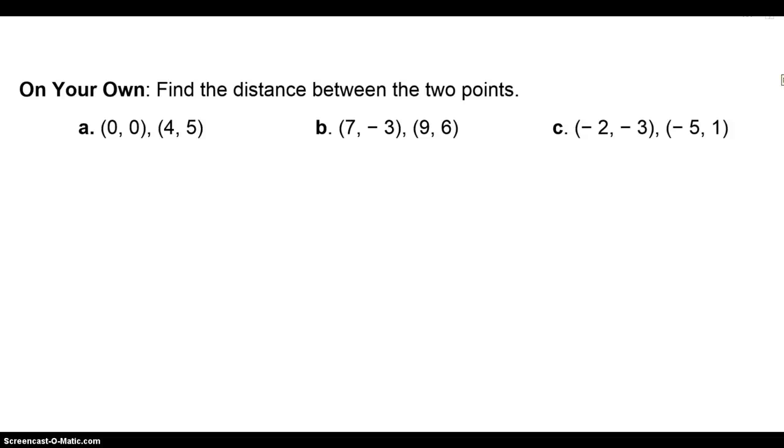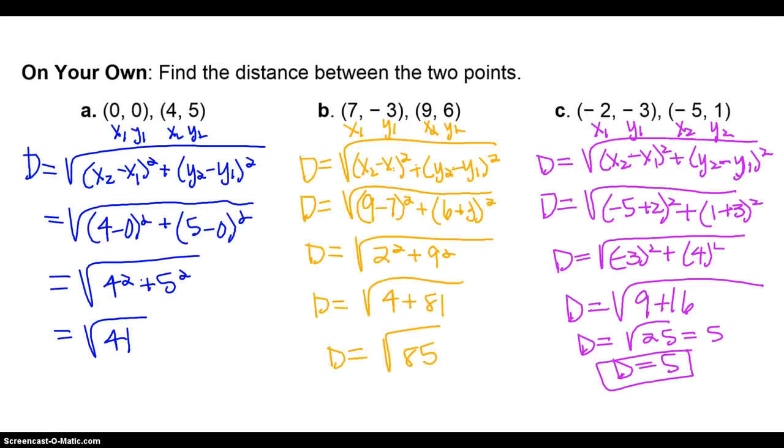Hit pause. Since I'm kind of running short on time, I'm just going to have them worked out again when you hit play, and you can check your answers that way. All right, here are the answers. A is the square root of 41, B is the square root of 85, and C is the square root of 25. Since that is a perfect square, you can write it as D is equal to 5. The only way you get rid of the square root is when it's a perfect square.